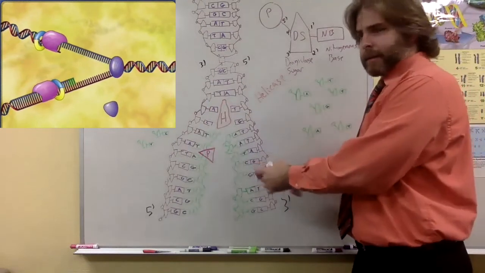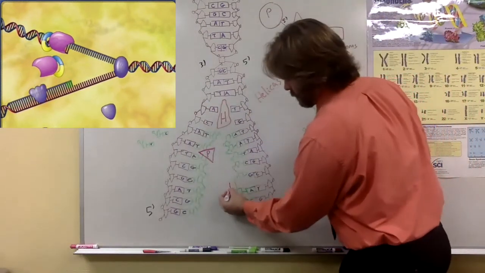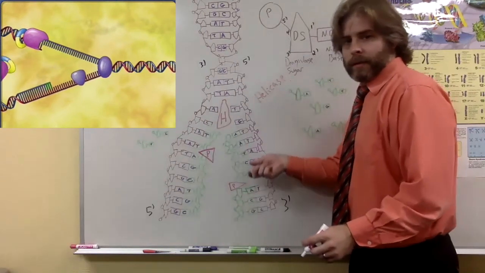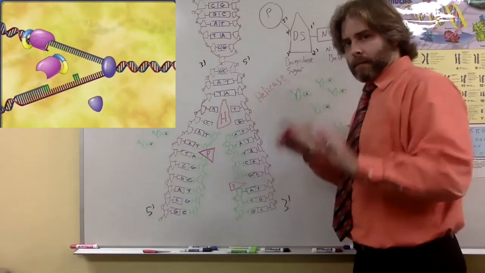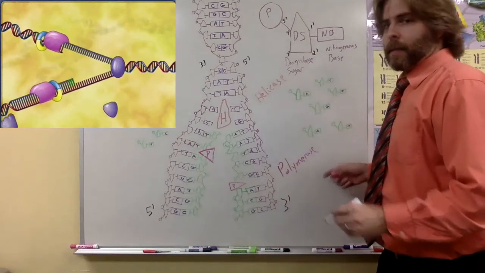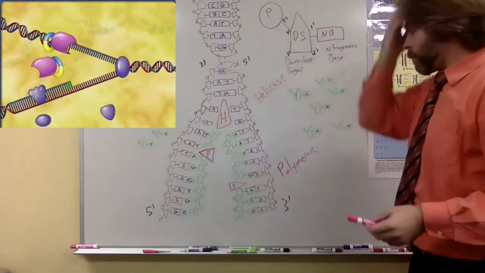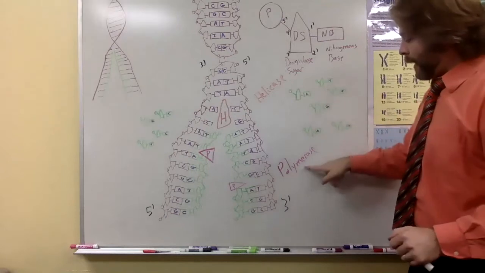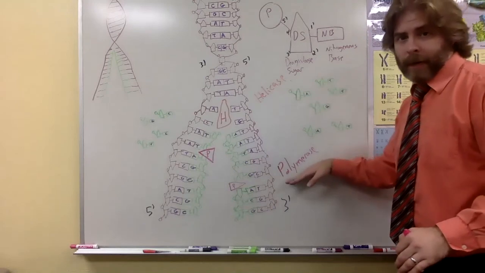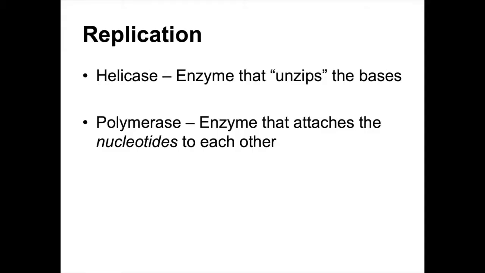And then this side is a little different because they built this way. He goes down, lifts up, and then goes down, lifts up, and goes down. You get the idea. Polymerase. By the way, you put ace at the end of a word, we're talking about an enzyme. Polymer, ace, polymerase. It is an enzyme that builds a polymer. Here are the words, you can write them down. Helicase is an enzyme that unzips the bases. Polymerase is an enzyme that attaches the nucleotides to each other. You can pause this and finish writing it. I'm moving on.